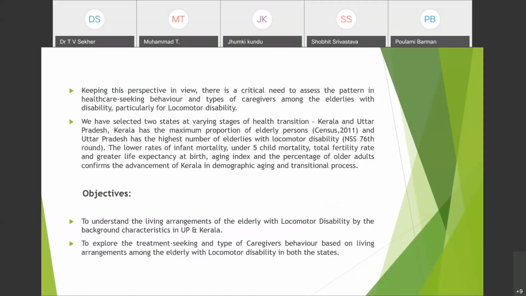We have selected these two states, which are at varying stages of health transition and also vary in socioeconomic and demographic conditions. According to Census 2011, Kerala has the maximum proportion of elderly persons, and according to NSS 76th round, Uttar Pradesh has the highest number of elderly with locomotor disability. The greater life expectancy at birth, aging index, and percentage of older adults confirm the advancement of Kerala in the demographic aging and transitional process. Now the question is whether this advanced phase contributes to a changing disability profile among older persons.